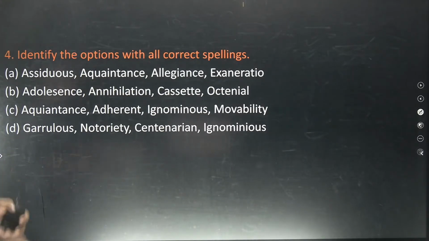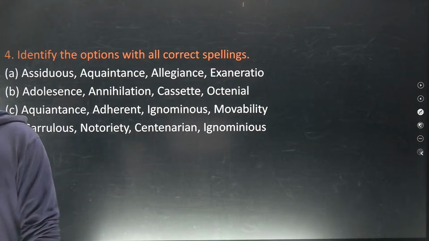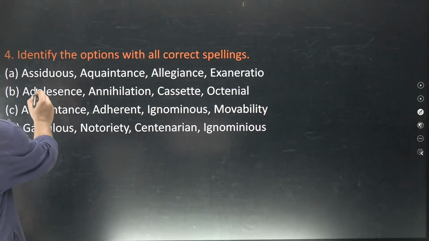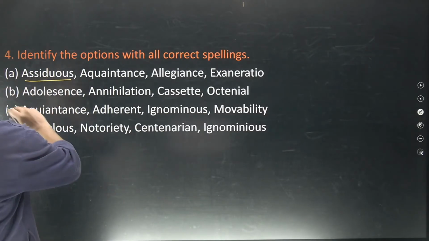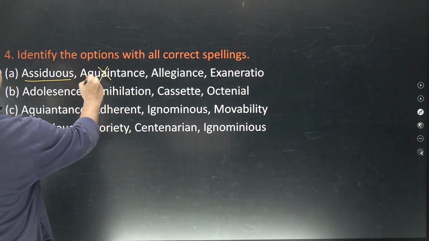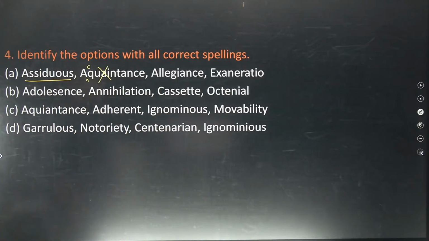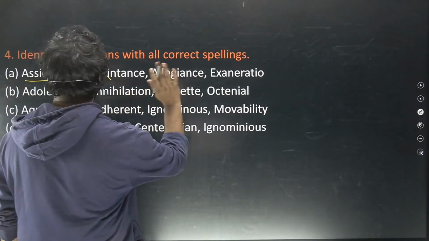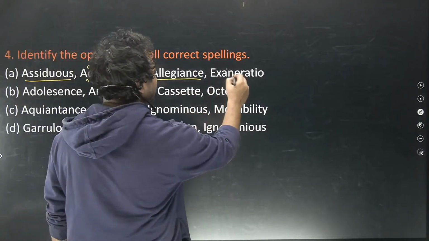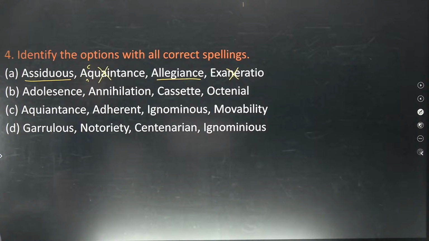Well, this one. Assiduous. What is the meaning of assiduous? Anyone? Assiduous is, this spelling is correct. Acquaintance is wrong because it should be ACQ. Here we should be having a C. Acquaintance. Allegiance is right. This is exoneration. So this is also wrong. That is why option A cannot be correct. The meaning of assiduous. Anyone?